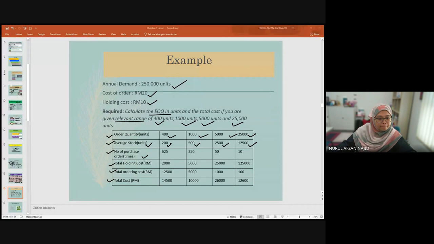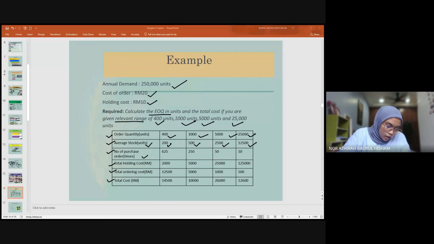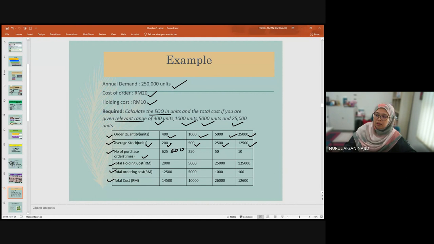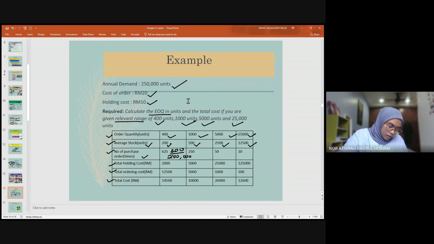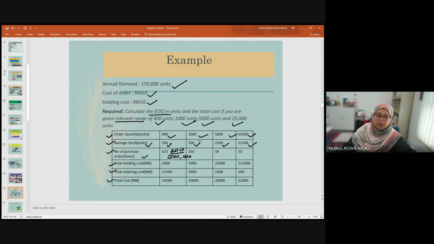What is the formula, Atirah, untuk number of purchase order? Number of purchase order punya formula A divide by Q. Okay, A tu adalah apa? Order quantity. Yes, order quantity 400. Divide by Q, divide by demand kan? Demand, ha. 250,000. AD bahagi OQ ke OQ bagi AD? AD bahagi OQ. Ah, terbalik ni. AD bahagi OQ kan? So 250,000 bahagi 400 dapat tak 625?